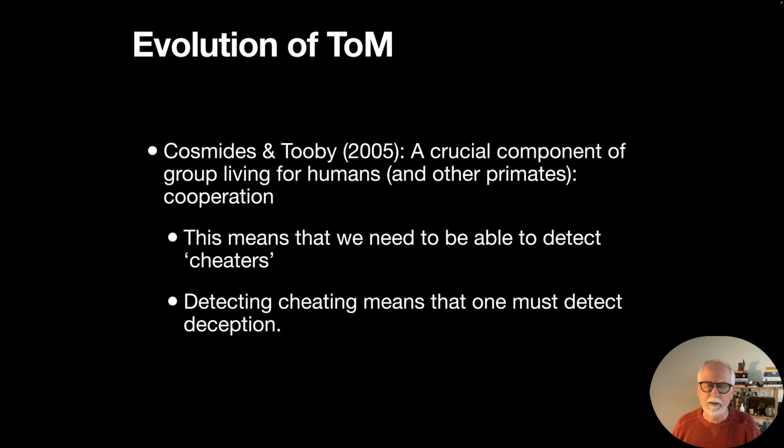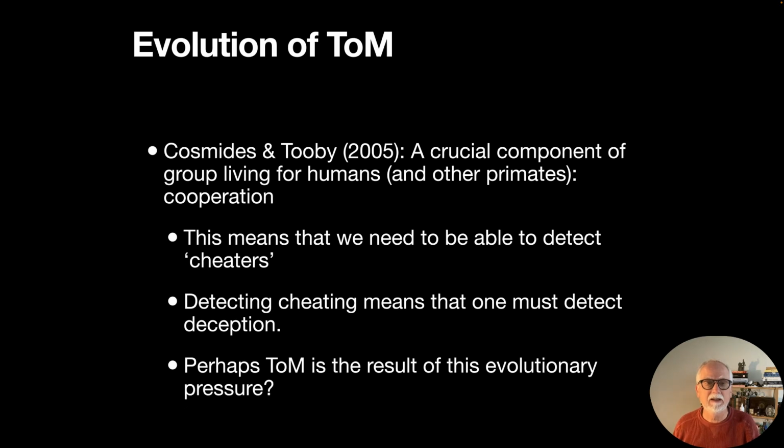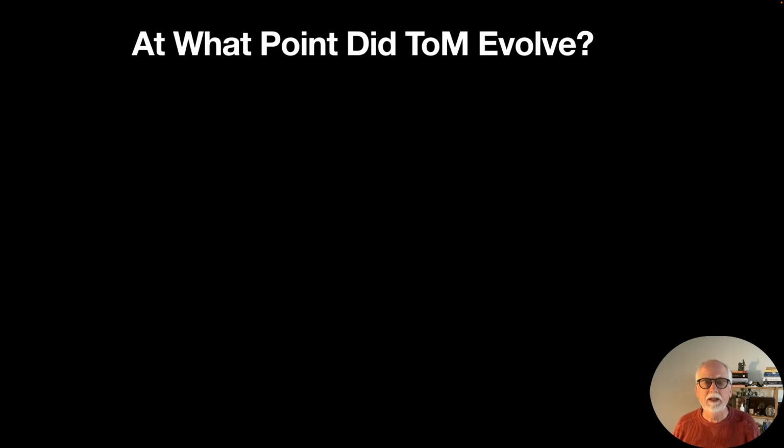And because of that ability, they were able to pass on their genes and have offspring. And so that caused us to have greater and greater refinement of this theory of mind to help us detect that cheating and that deception. So perhaps theory of mind is the result of this evolutionary pressure. At what point did this occur?